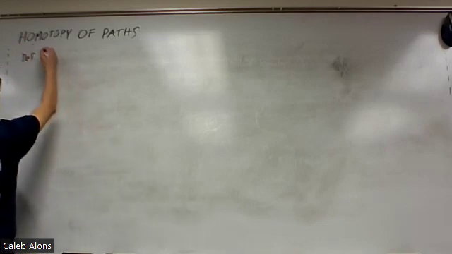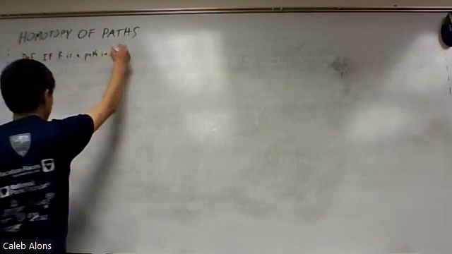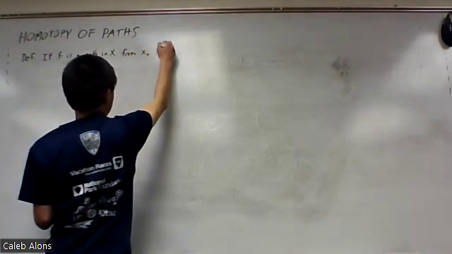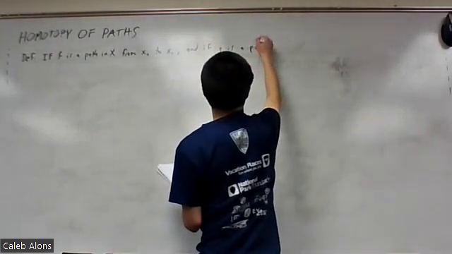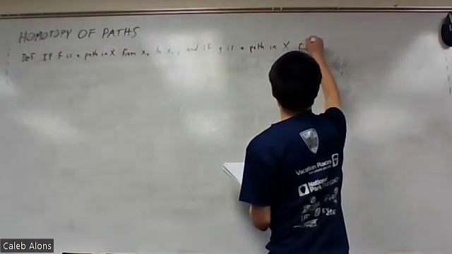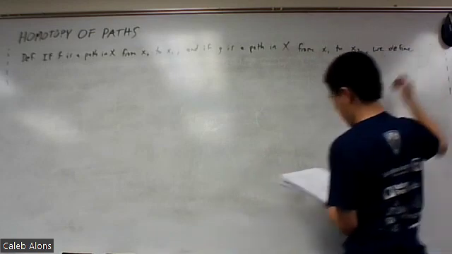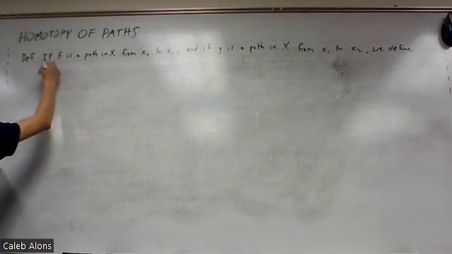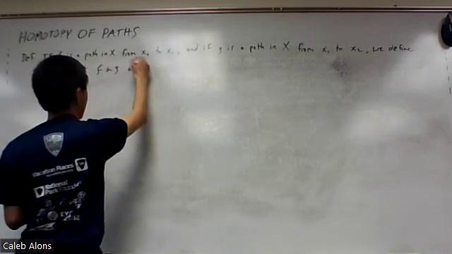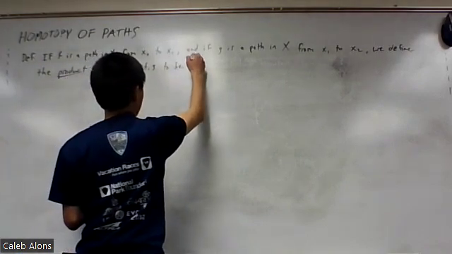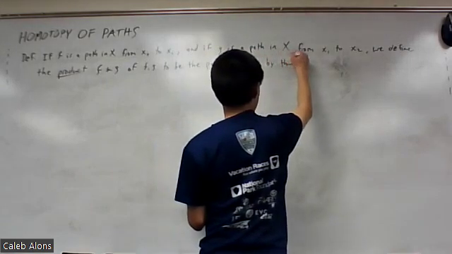So now let's talk about products so that we can head toward the algebra stuff. If F is a path in X from X0 to X1, and G is a path in X from X1 now to X2, we define another product, F star G of F and G, to be the path H that is given by the equations.